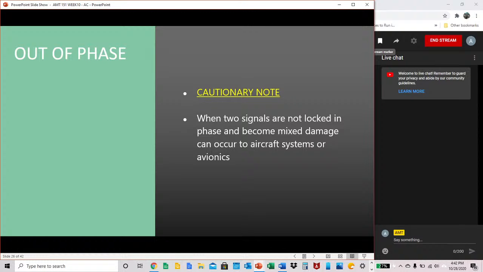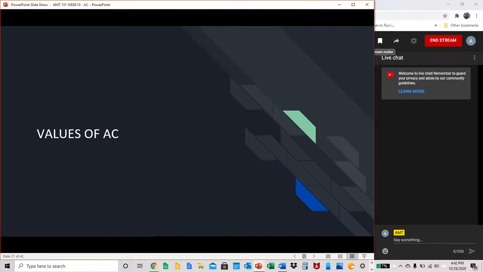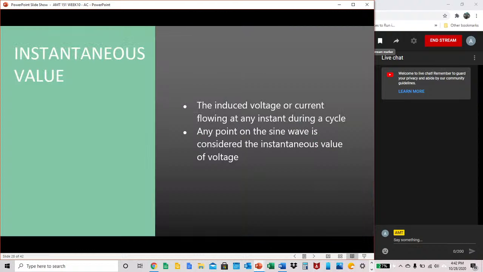Cautionary note: when two signals are not locked in phase and become mixed, damage can occur to the aircraft systems or avionics. Values of alternating current. We have instantaneous value, the induced voltage or current flowing at any instant during a cycle. This literally is any point on the sine wave could be considered the instantaneous value of voltage. So the value at any instant is pretty much what instantaneous value means.